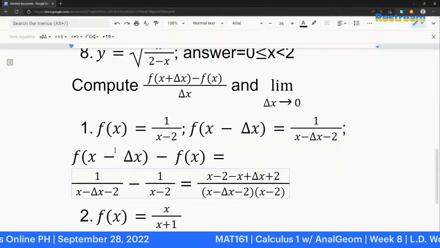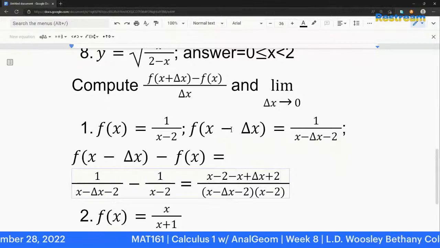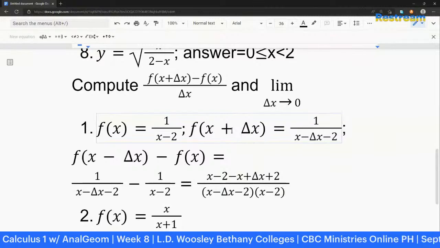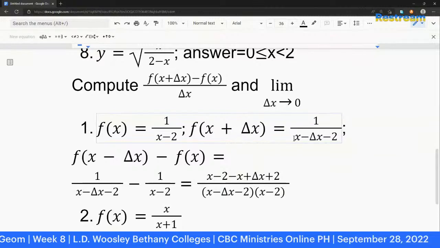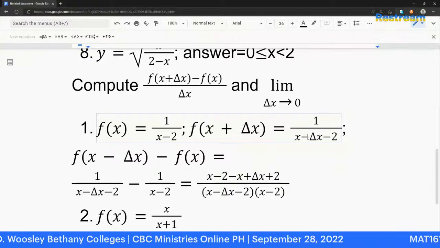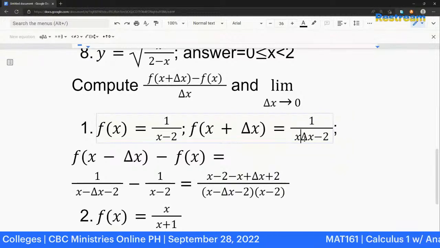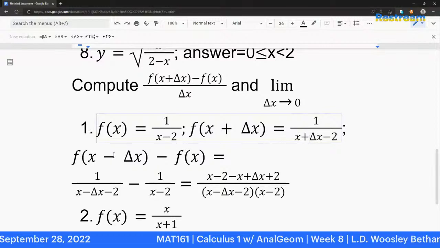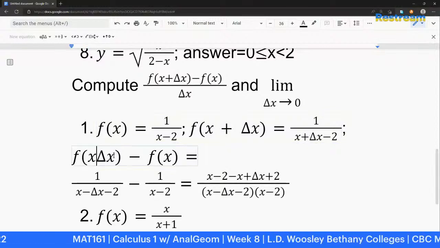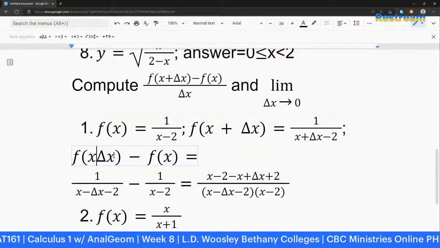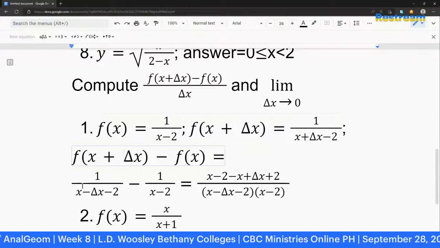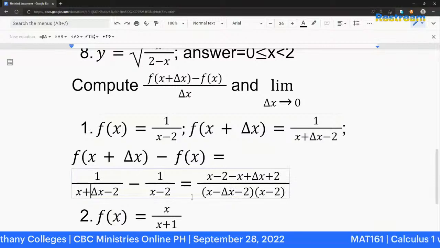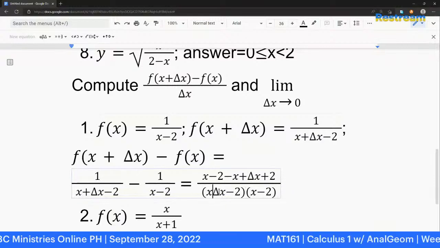Ay, teka, mali ako ng notation. Sorry, may mistake. So plus pala dapat to. Mali ako notation, guys. Okay, so mag-a-adjust ako. Plus delta x yung given, hindi minus. Plus. Mag-a-adjust ako dito. Hindi ko napansin yun. Hindi siya minus, plus.